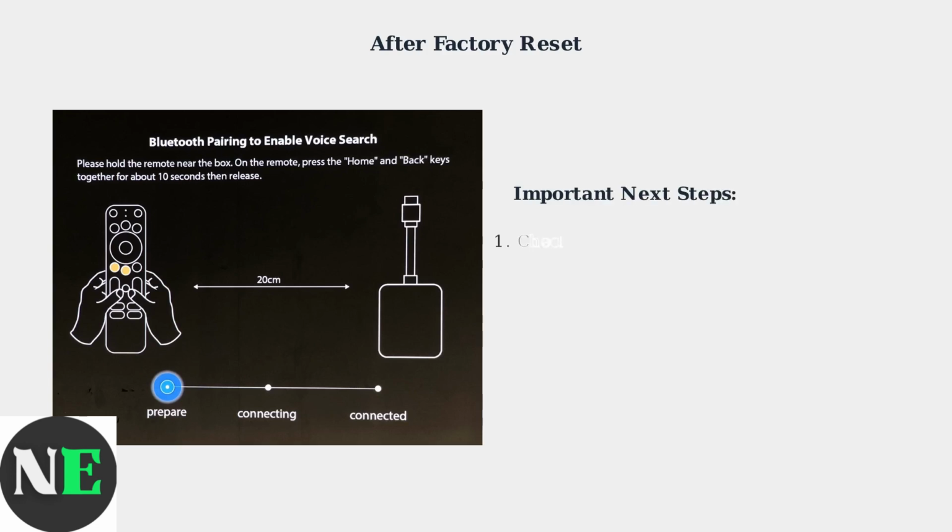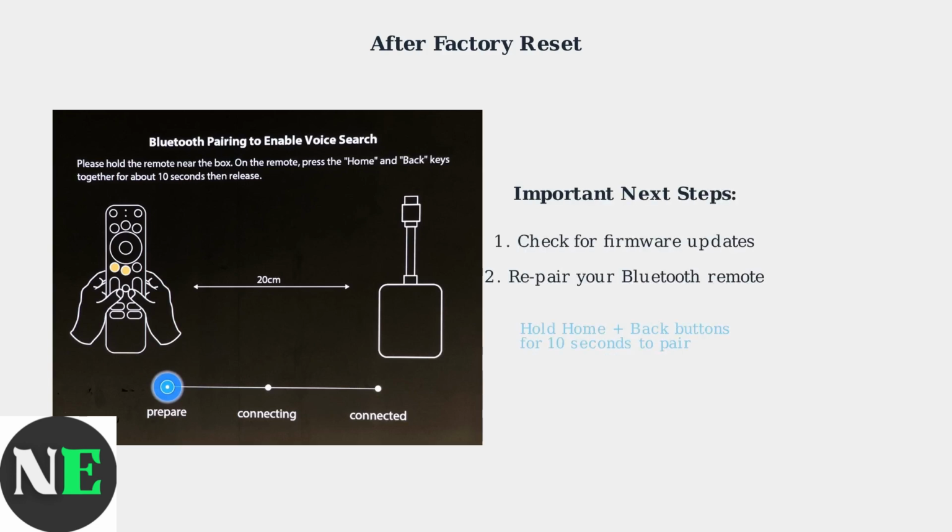After the factory reset is complete, there are two important steps to ensure your TV functions properly. First, check for and install any available firmware updates. Second, you may need to repair your Bluetooth remote by holding the home and back buttons together for about 10 seconds. Both methods will successfully factory reset your Skyworth Google TV.